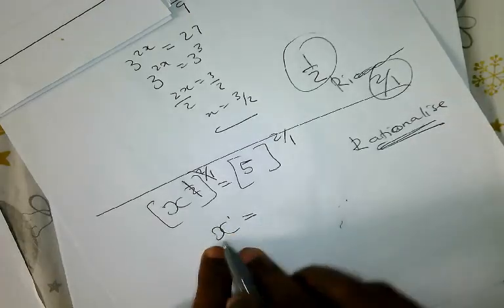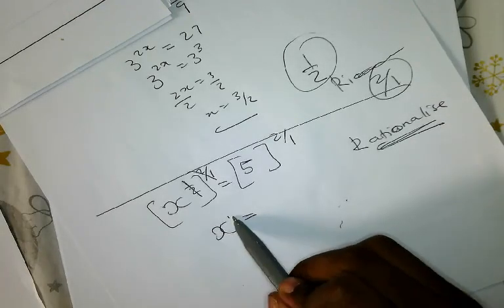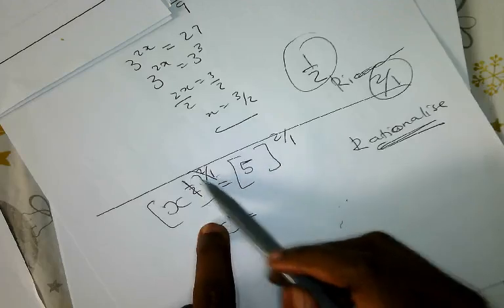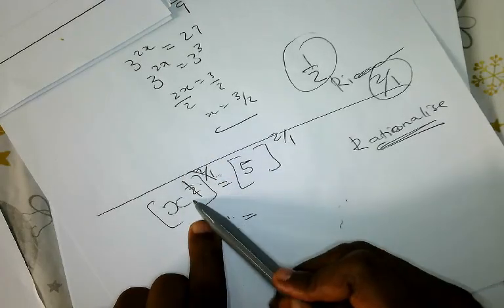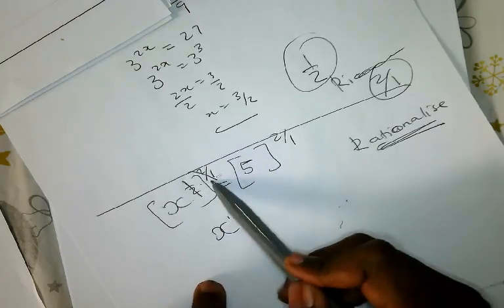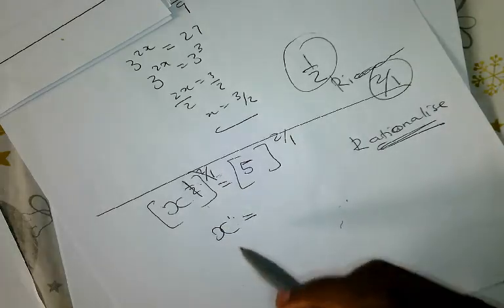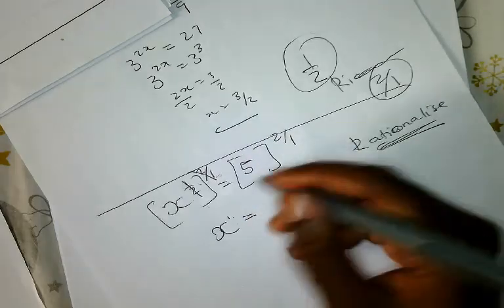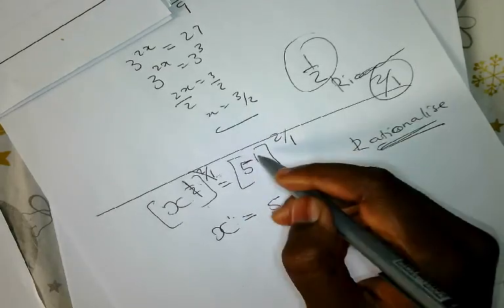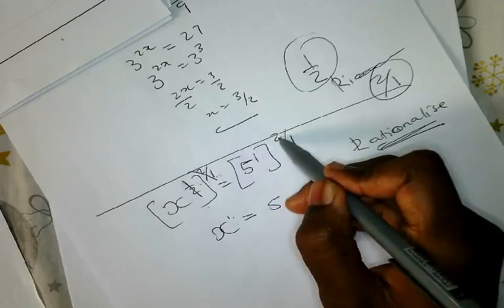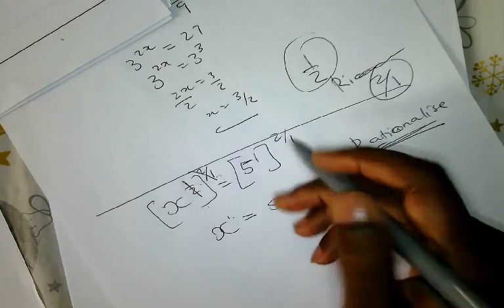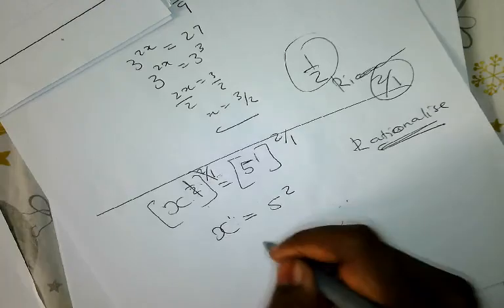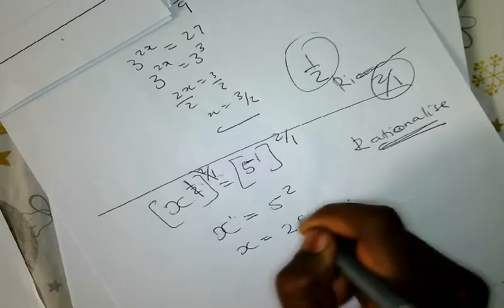And then on the other side, it multiplies. So the exponent 2 multiplied by 5, the answer is 5 squared. Meaning in this case, x is 25. This is actually a square root. The square root that will give us a 5 is what? 25 will give us a 5. That's why we have a 5 there.